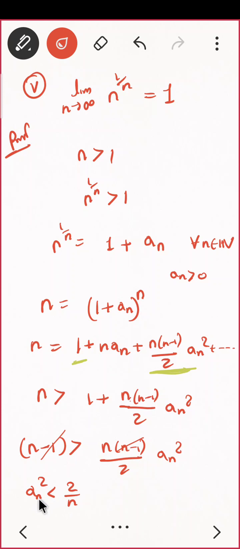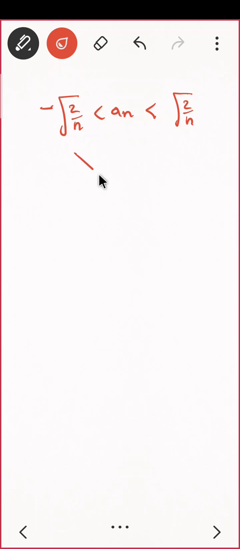When e_n square is less than 2 by n, what can you say about mod e_n? That is less than root of 2 by n. From here also we are done actually. If you use triangle inequality or sandwich theorem, we are done. Let me write it. Minus root of 2 by n is less than e_n, and that is less than root of 2 by n. This guy goes to 0. This guy is also going to 0. So e_n will go to 0.